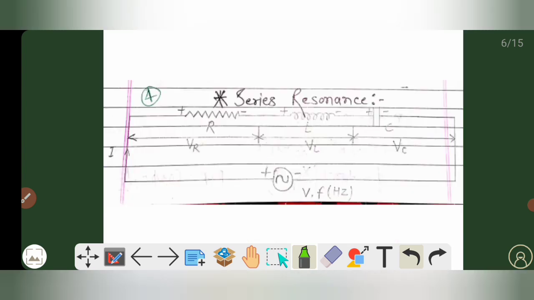Now my dear friends, this is the circuit of series resonance. As you can see here, there are 3 elements connected in series. The first one is a resistor, the second one is an inductor, and the third one is a capacitor. We have denoted the voltage across the resistor as VR, the voltage across the inductor as VL, and the voltage across the capacitor as VC. The overall current in the circuit is denoted by I, and this is the overall voltage source.